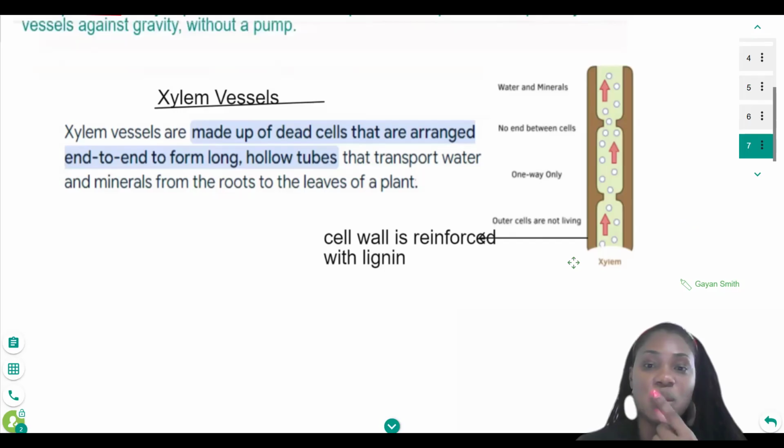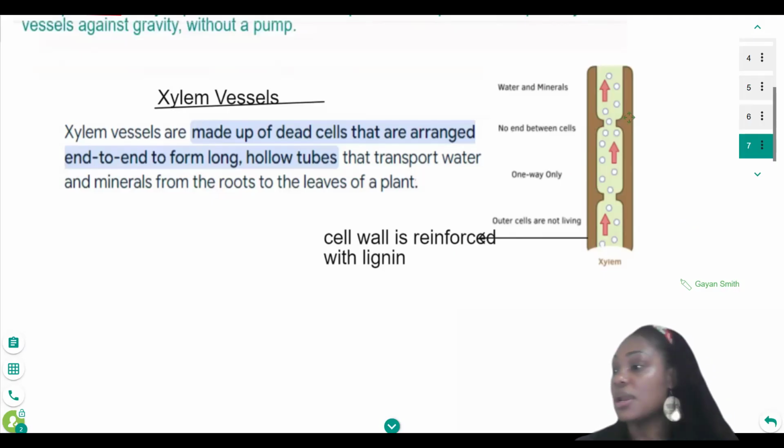All right, so you can go ahead and make note of this. And remember that in the walls of the xylem, it has been reinforced with a substance known as lignin, right? So that the walls are even stronger. So it transports water and minerals. There are no end walls between the cells, and it only allows one-way flow. So water can only flow in one direction in the xylem vessels, right? So I'm going to give you a chance to copy this.